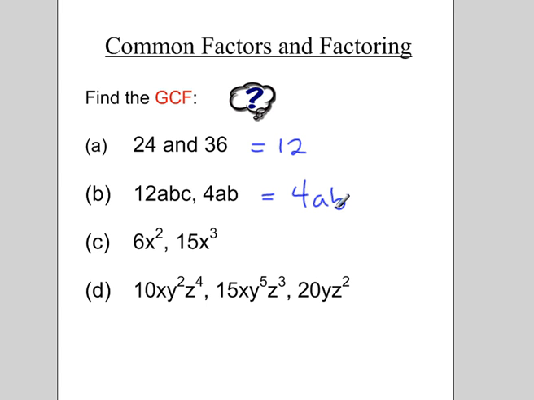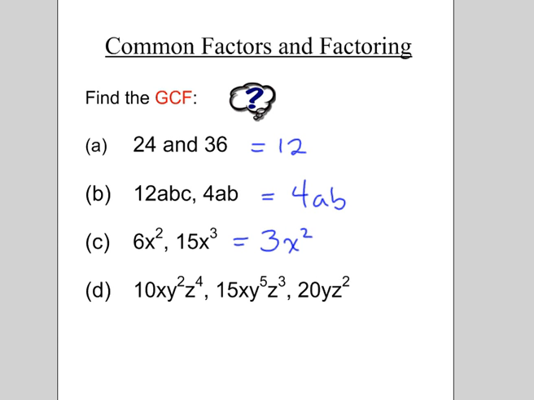The third one down, again, let's deal with the numbers first. So 6 and 15. What is the biggest number that goes into both 6 and 15? That would be 3. Now, when you look at the letters, this one has an x squared, and remember, x squared means x times x. This one has x cubed, which means x times x times x. So both of them have an x times x in them, or an x squared. And so that would be a common factor.